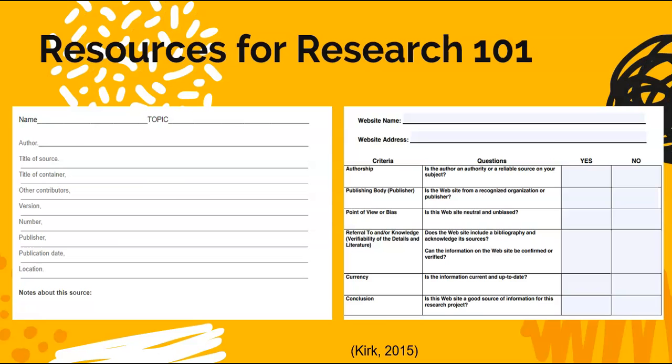Here are some resources for Research 101. On the left, there is a document that a team teacher and I worked on together. This document allows students to keep track of the sources that they have found by putting in the topic that they're searching and their name, and then they just tell the author and the title of the source, and this is a way of keeping track of their sources for when it comes time for citations.